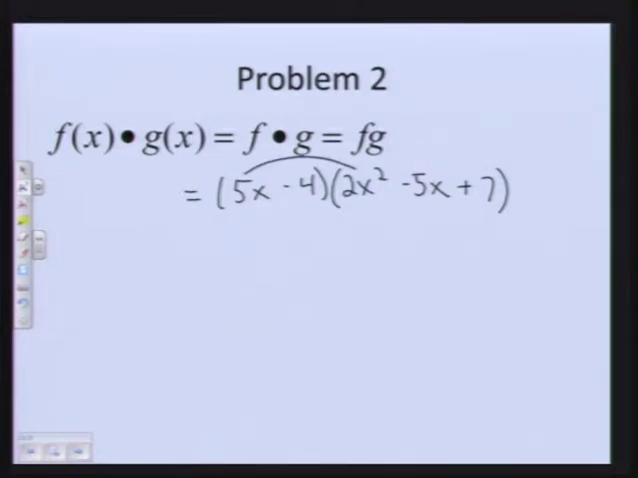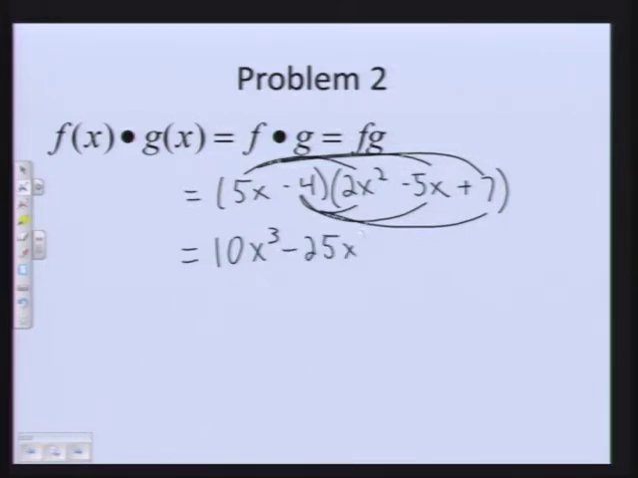When we do the FOIL, you do the first term times all three of those numbers, and the second term times all three again. So you're going to multiply 6 things together. So we have 5x times 2x squared, which would be 10x to the third. 5x times negative 5x is negative 25x squared. And 5x times 7 is plus 35x.